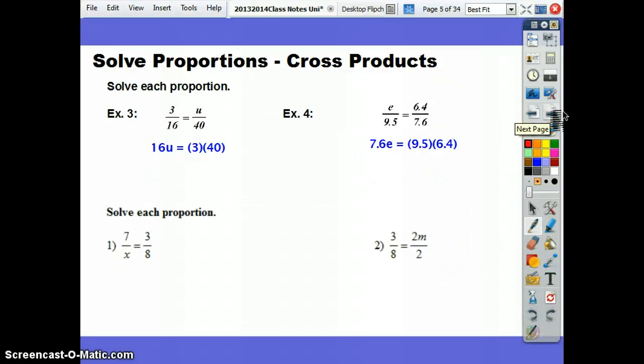All right, we have some proportions that we need to solve for a variable. And this is where it hits real life world problems. So if we have 3 is to 16 as u is to 40, and we need to find the value of u, we'll do our cross products. 16u, and then 3 times 40. So I'll get 16u equals 120. I'll divide both sides by 16. And I'll end up with u equals 7.5.